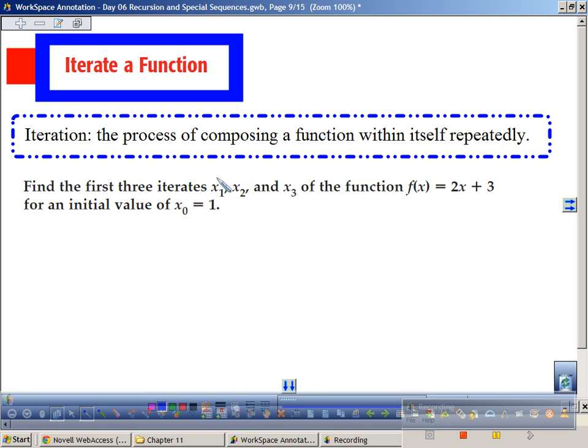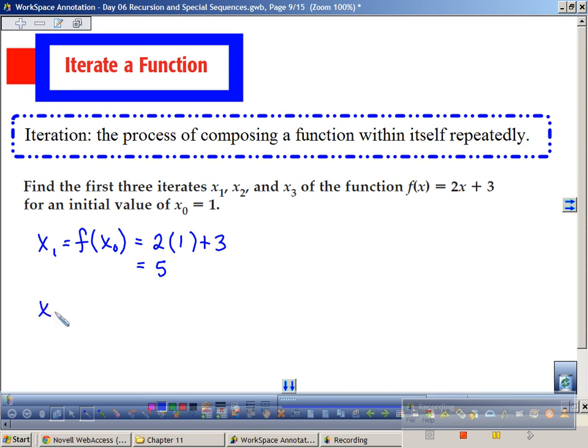So, if I want to find x of 1, x of 2, x of 3, and they give me x of 0, how do you think I'm going to find x of 1? Plug in what? Plug the initial one in to get the first one. Here's your formula right here, right? 2x plus 3, what am I going to put in for x? 1, which makes 2 plus 3 is 5. That's x sub 1 is 5.